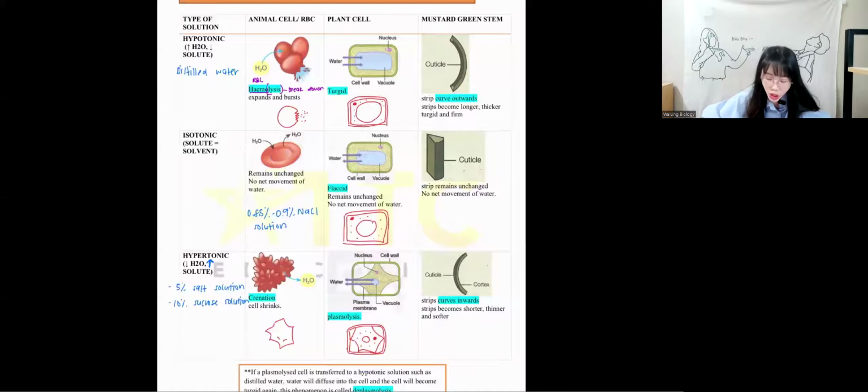When do you use the word turgid, and when do you use the word deplasmolysis? These are the two same diagrams, right? When the question says a plasmolyzed plant cell is being immersed into distilled water, then your answer is deplasmolysis. The question says a plasmolyzed plant cell, deplasmolysis. The question says a plant cell, your answer is turgid. So it very much depends on the question, whether they say a plasmolyzed plant cell or a plant cell. So a plant cell can reverse, an animal cell cannot, because an animal cell doesn't have a cell wall.